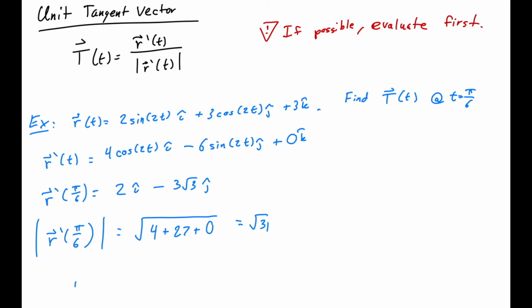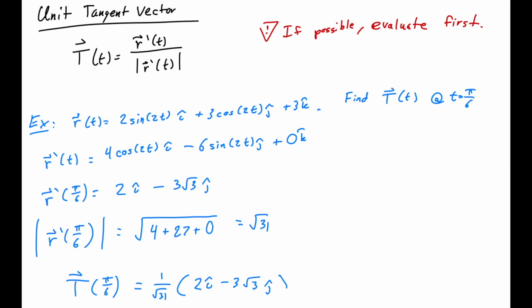So, T at pi over 6, notice there's no prime on the T. T at pi over 6 is the unit tangent vector, would be 1 over root 31 times the vector. I'm dividing by the length, and I'm multiplying the vector. And what we'd have here is a vector with length 1 and the direction of the tangent vector we wanted. It would give us the exact direction vector of the tangent line at that point without having too big of a length. That's the idea we're trying to mod out by.